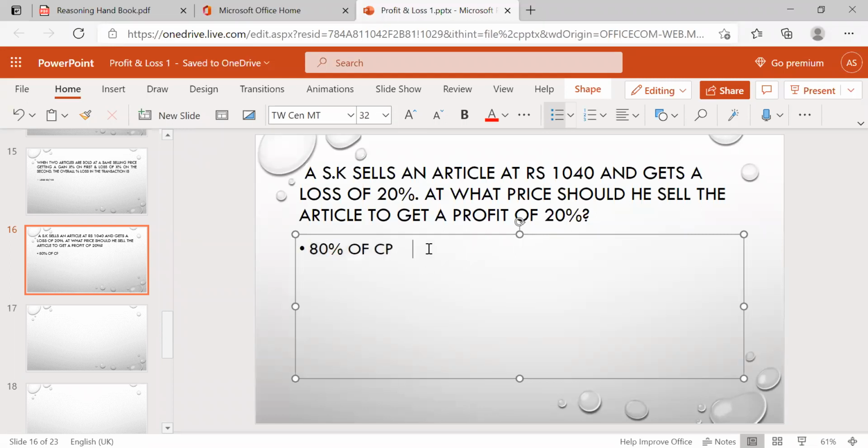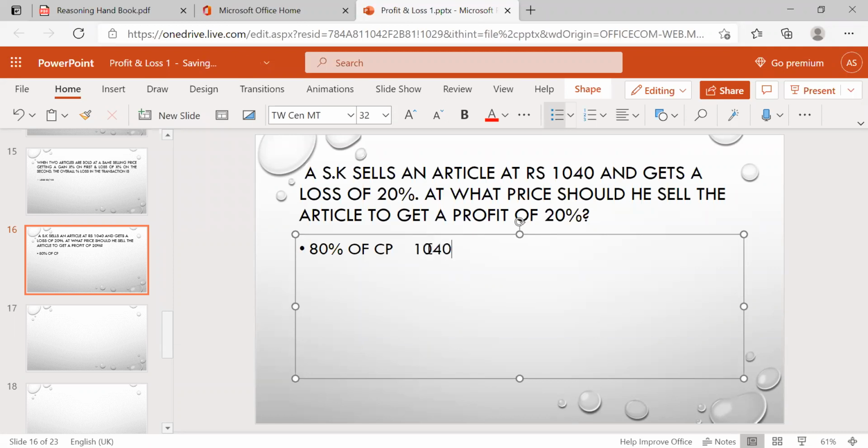Loss means less than CP, right? Less than cost price if we sell. And if it is 20% loss, that means he sold that article at 80% of the cost price. That is what you have to understand. So 80% of the cost price is nothing but the selling price at 20% loss. Okay. Now it's what they are saying.